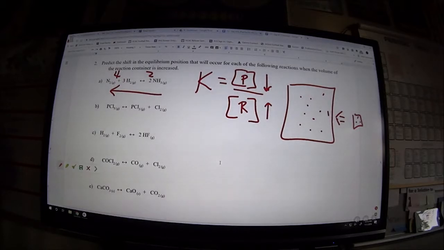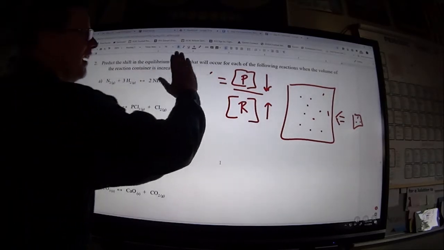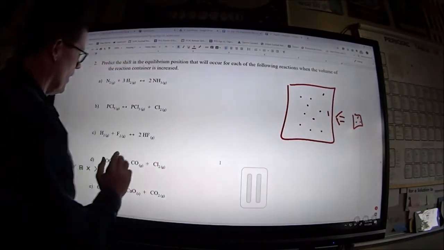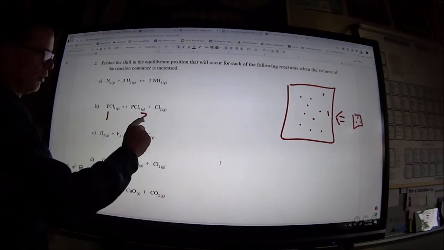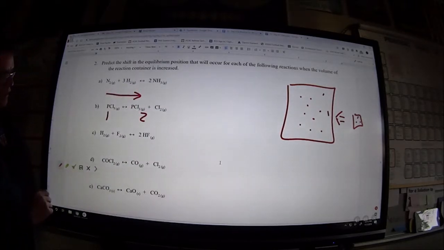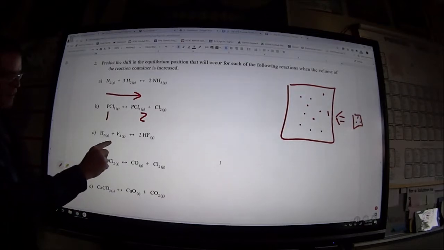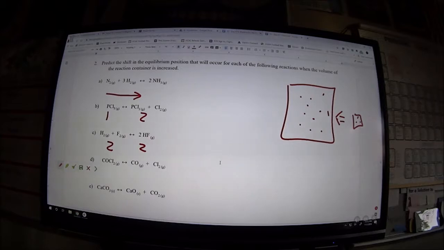Wait, so will that work for every single one? We're going to go through the scenarios, yeah. We're only on the first one. All right. Let's look at B. How many particles on the left? How many on the right? 2. So which way will it shift under those conditions? To the right. Now we're on C. How many particles? 2. How many? 2. Will we shift? No. There will be no shift.